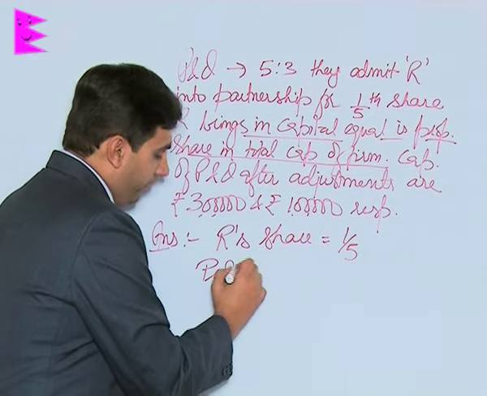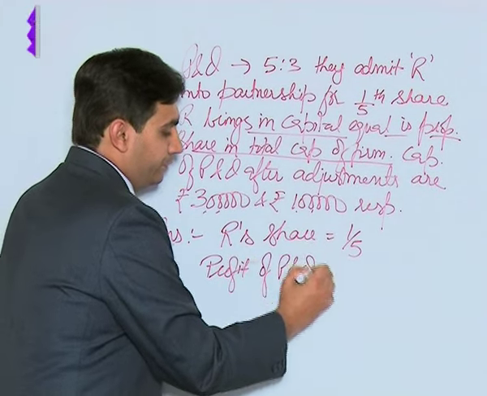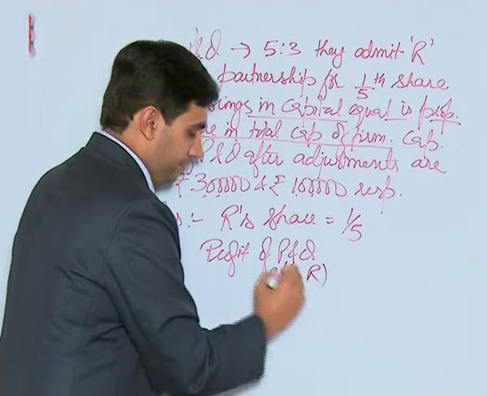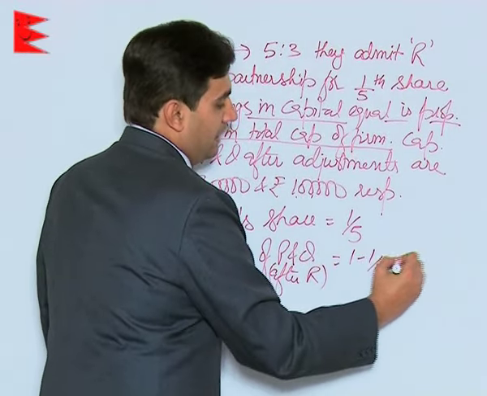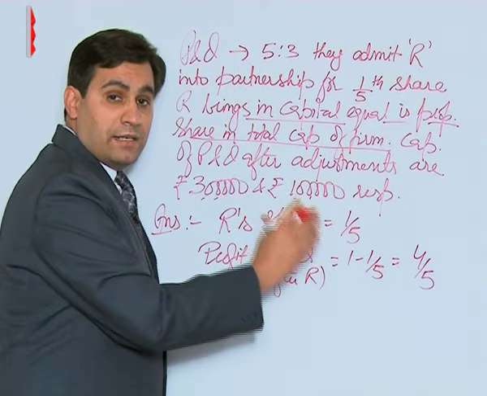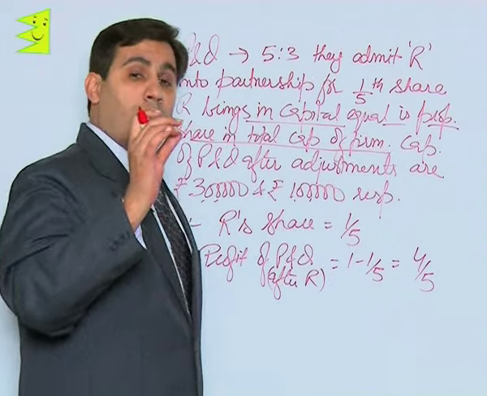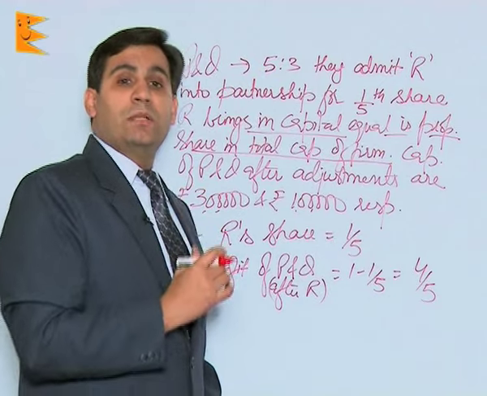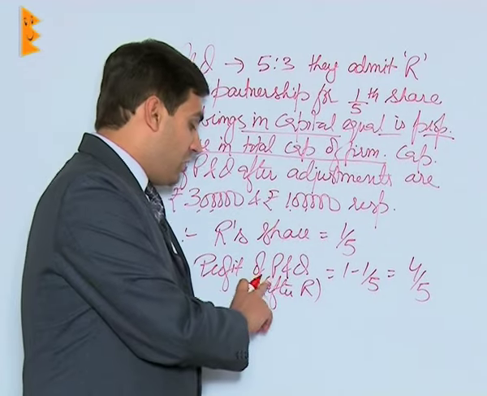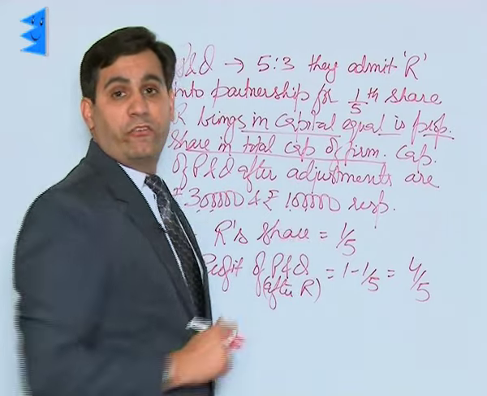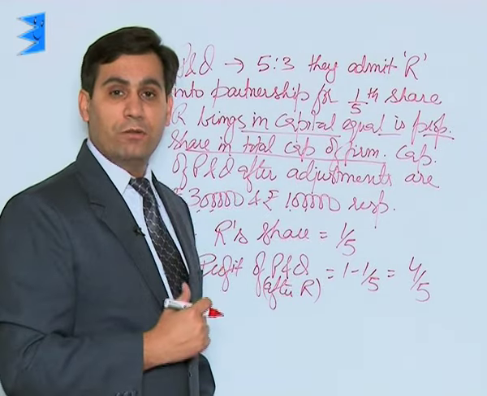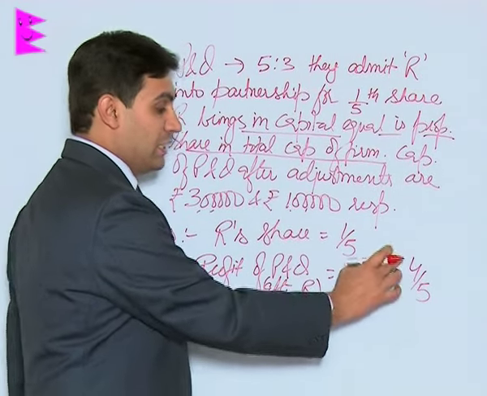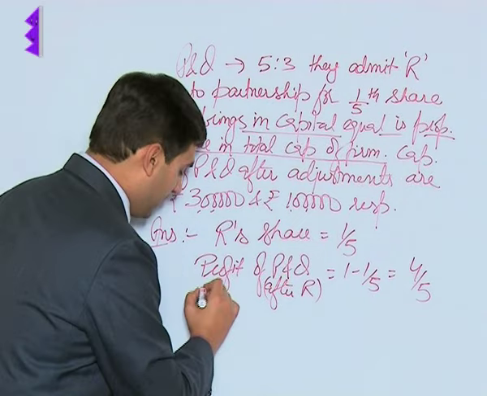Profits of P and Q, that is the combined share of P and Q after giving to R, is 1 minus 1/5, that is equal to 4/5. Students, understand this concept very clearly, that is, once we give 1/5 share of profits to R, that means the available share or the proportion to be shared by P and Q is only 4/5 of the total profits that we will be earning in future. So the combined profits or combined share of P and Q is 4/5. So we should mention it as profit share.